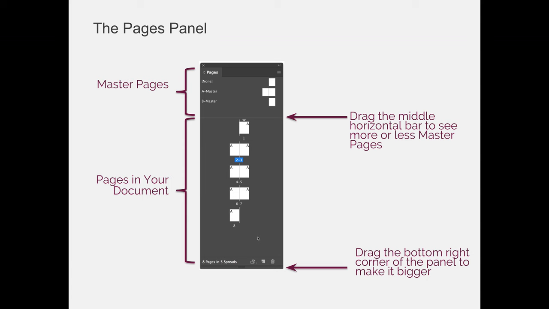In this example, I'm working with an 8-page document, and so for me, it feels more comfortable to make the pages panel bigger so that I can see all 8 pages. That's not always possible. If you're working with a document that has 30, 40, 50, or 400 pages in it, you will not be able to make the pages panel large enough to see all 400 pages at one time.